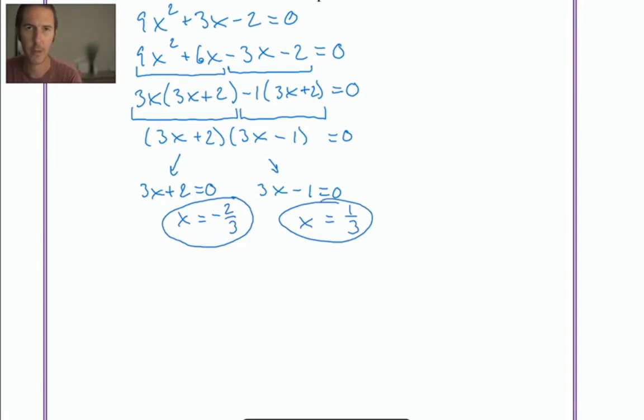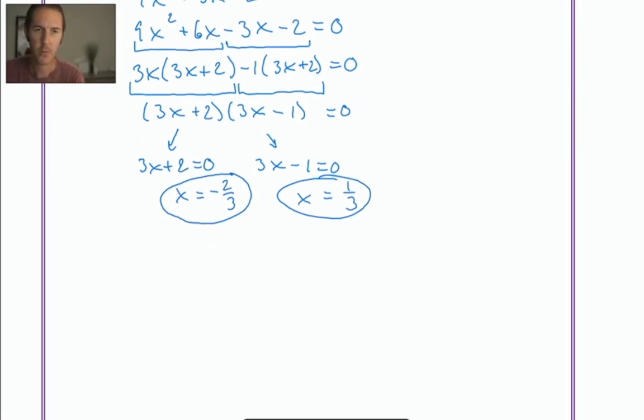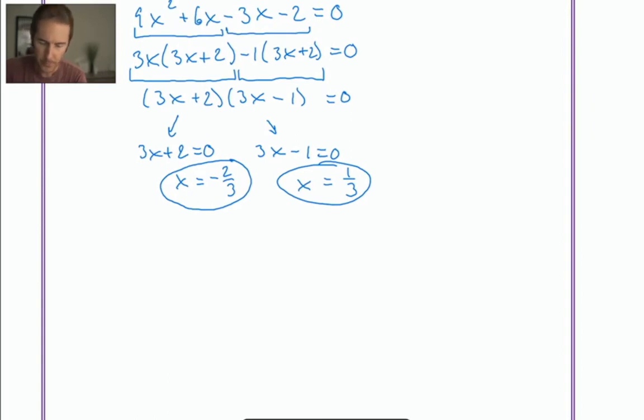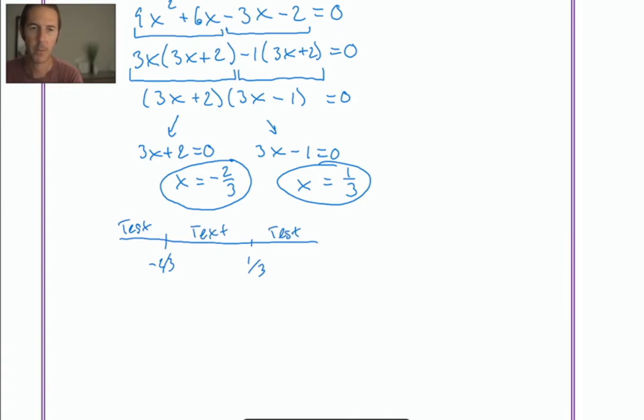So these are the two reference values that we're going to use. I'm not putting a box around them. They're not my final answers. I'm just circling them so they don't wander off. I'm going to take a number line, and I'm going to put negative 2/3 on here, and I'll put positive 1/3 on here, and then I'm going to test an x value that's less than negative 2/3. I'm going to test an x value that's between those two, and I'm going to test an x value that's greater than 1/3. It doesn't matter what the x value is, as long as one of them is left of negative 2/3, one of them is between negative 2/3 and positive 1/3, and the third x value is greater than 1/3.